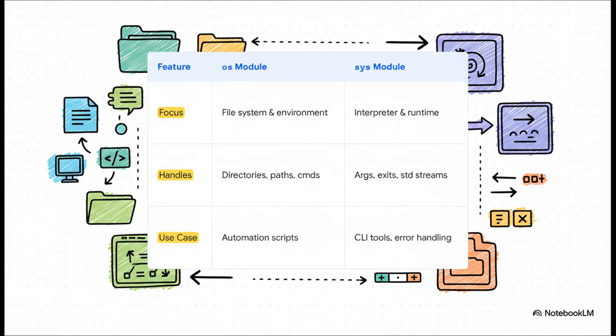So let's just put it all side by side one more time to make it super clear. The OS module, its focus is the file system and the environment. It handles things like directories and paths. The sys module focuses on the interpreter and the script's runtime, handling things like arguments and exit codes. They're really just two sides of the same coin, giving your Python scripts total control.